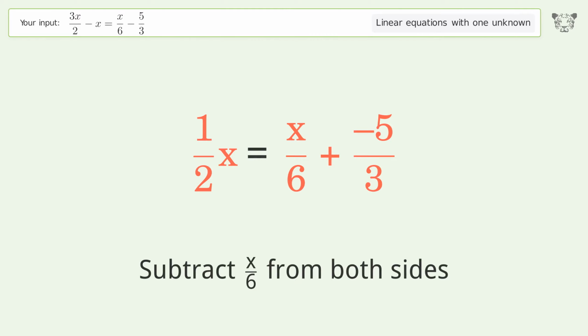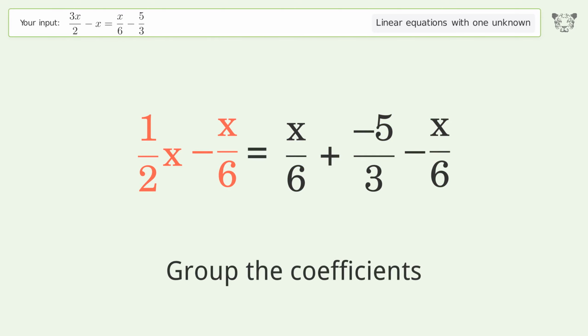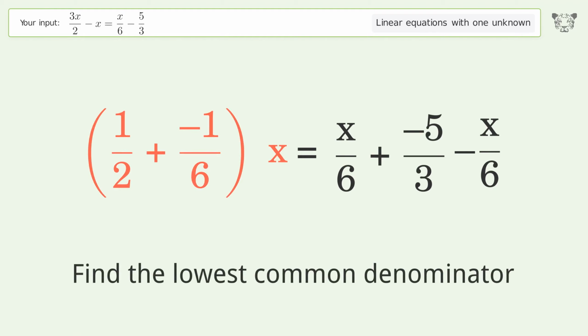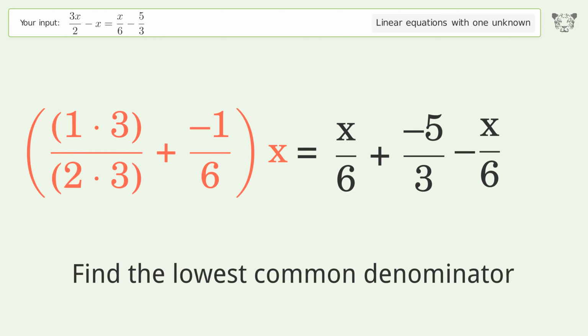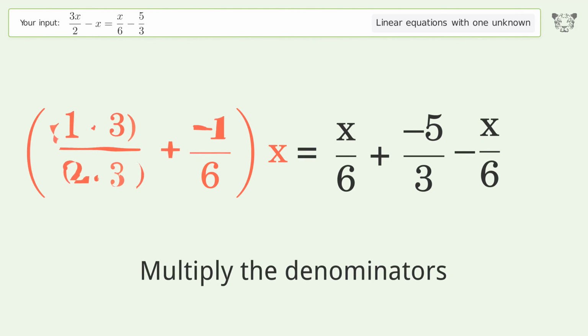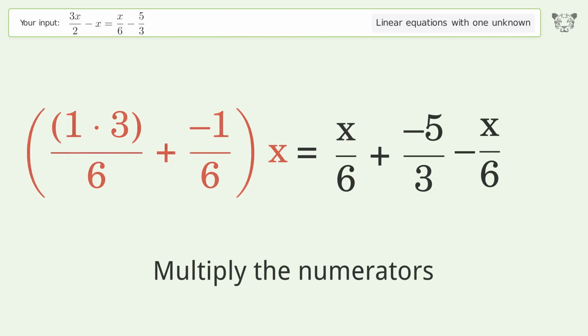Subtract 10/6 from both sides. Group the coefficients. Find the lowest common denominator. Multiply the denominators. Multiply the numerators.